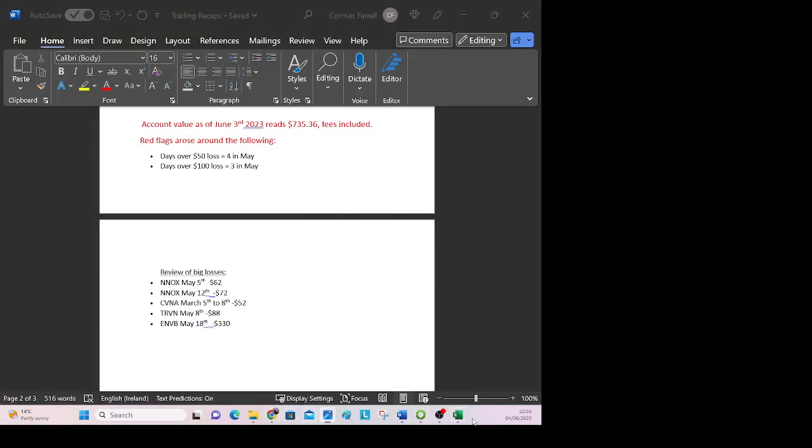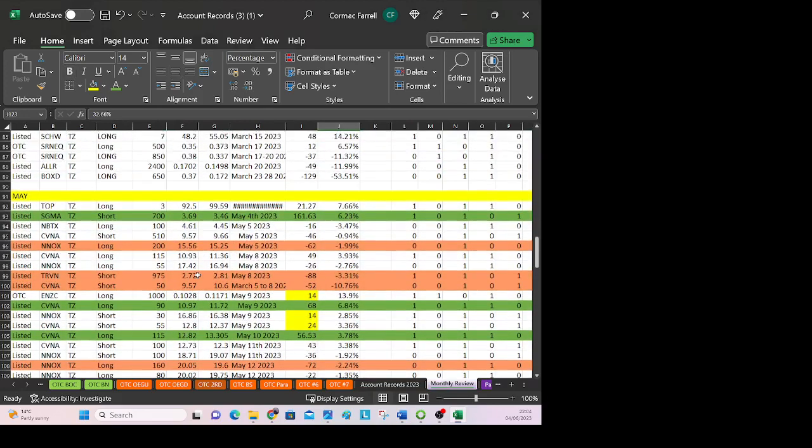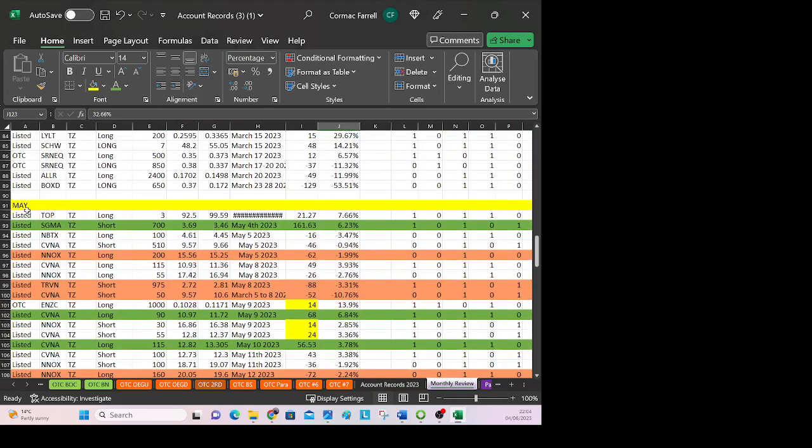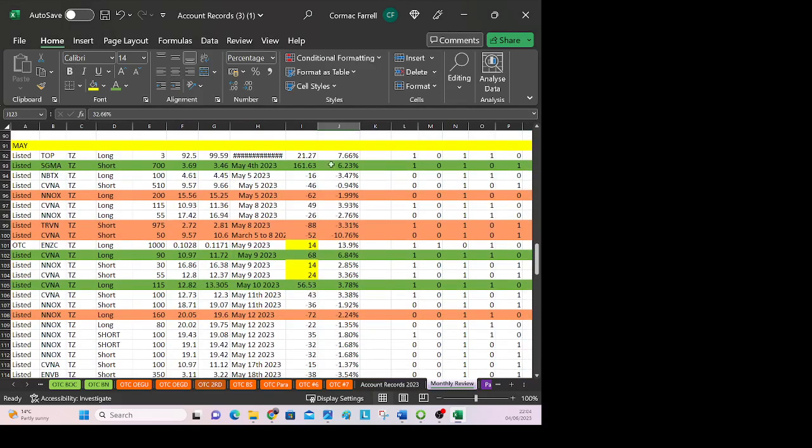I have it here. Alright, so this is, sorry for all the color here. I'm highlighting the trades that I'm going to discuss. The winners are green, and the orange are the losers. I'm just going through the bigger winners, generally speaking, and the bigger losers.